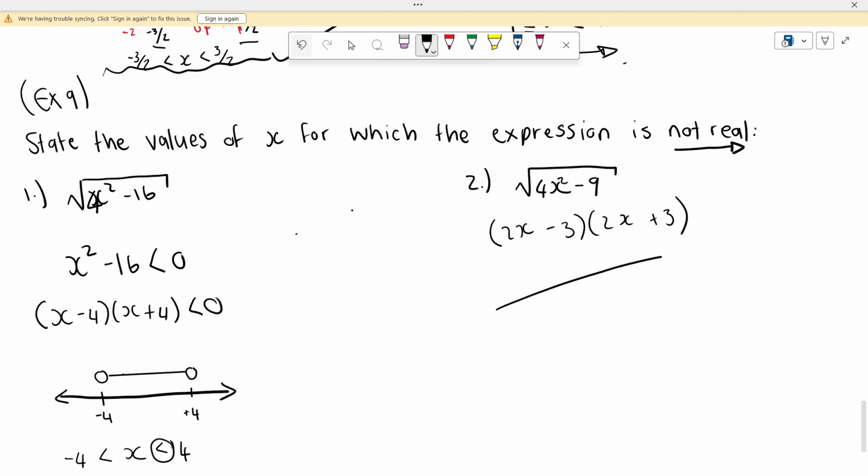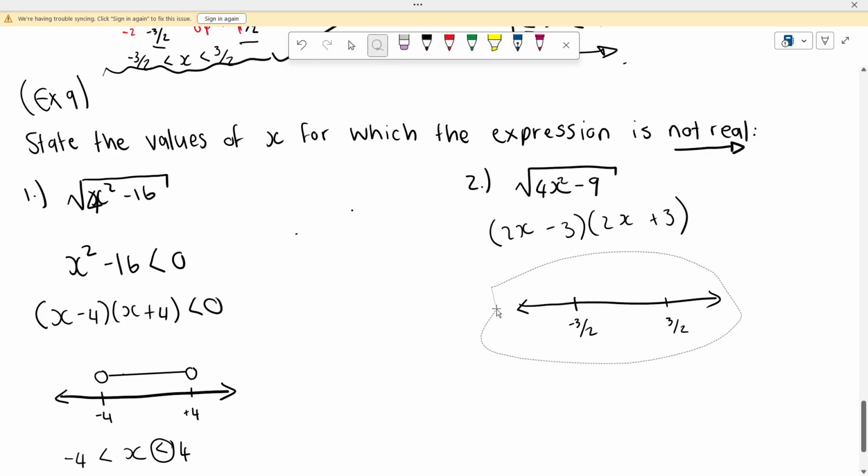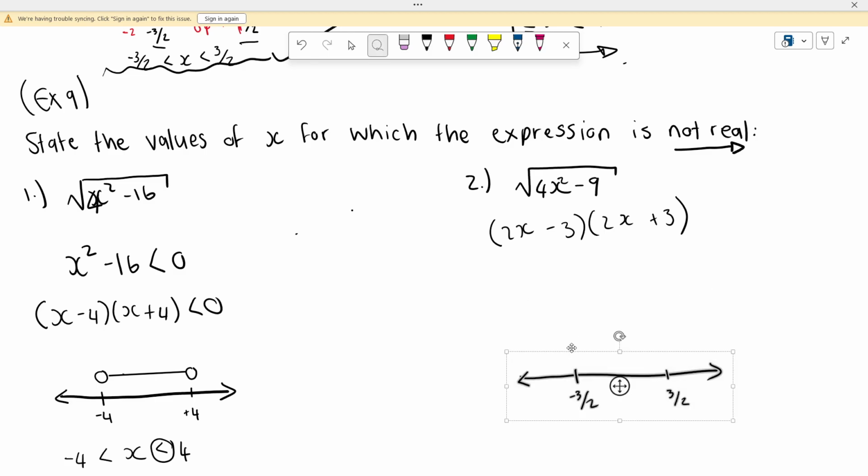I'll draw a number line for you anyway, just for those of you who didn't understand yet. So obviously we know that our critical values are negative 3 over 2 and 3 over 2. Now, they want to know where this is negative. So let's set up another one. They want to know where this is negative. So we're going to say, where is (2x minus 3)(2x plus 3) smaller than 0?